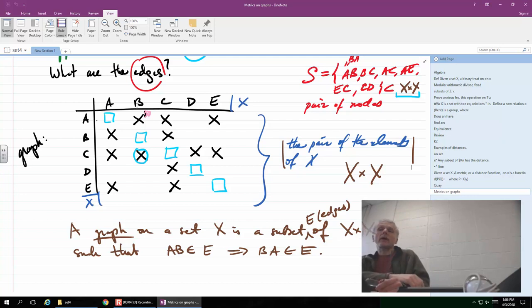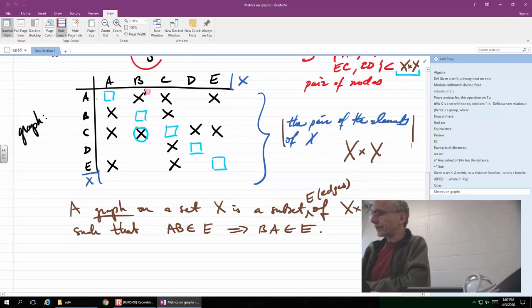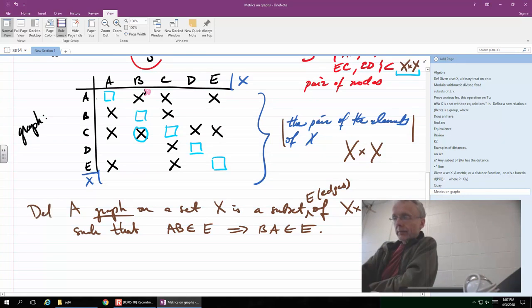Then, if you put a cross there, it means that pair belongs to the set of edges, that the edge is present. If there is no cross there, it means that there is no edge there. So that's the graph.